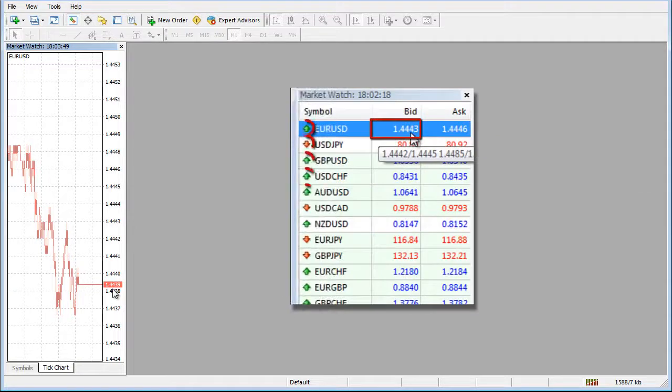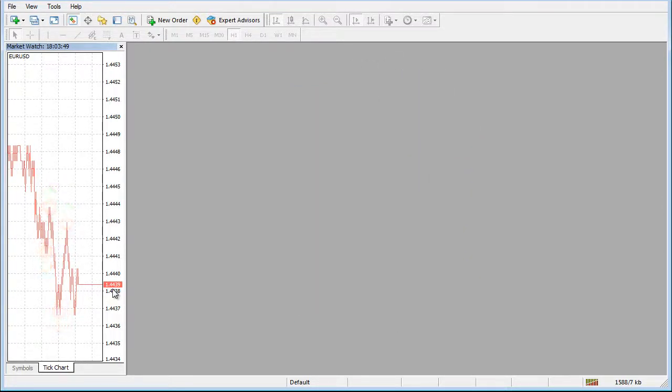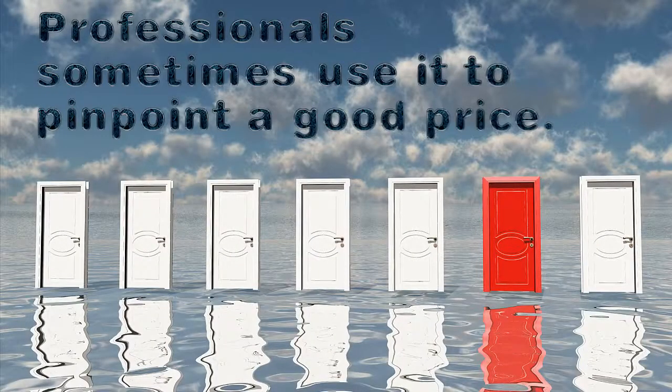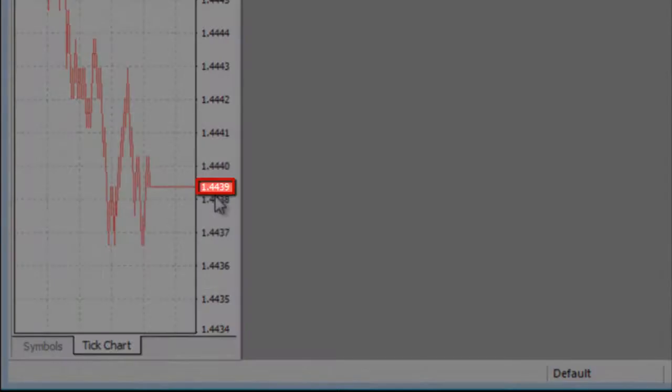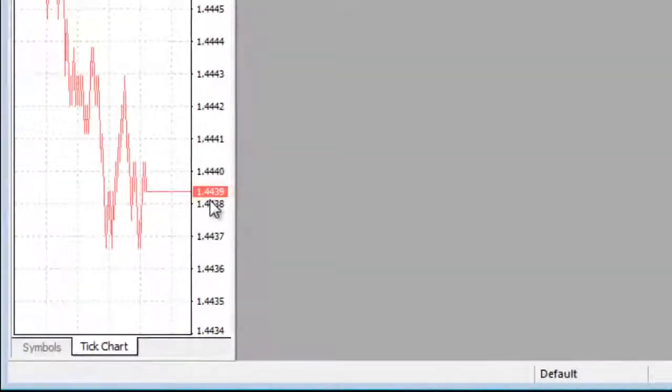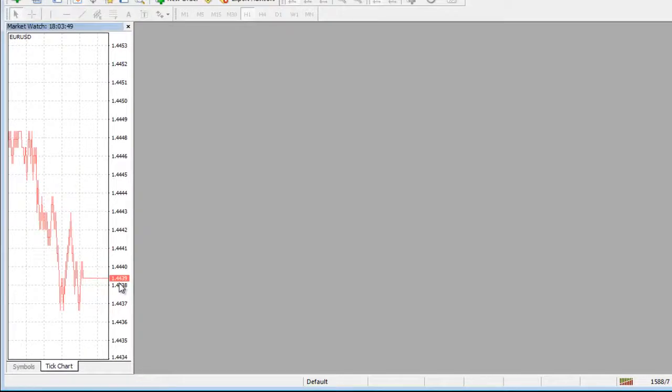Remember all the red and green arrows moving up and down? Well, here we have a record of the past number of quotes. We can never really find any meaningful direction from such a chart, but still, professionals sometimes use it just as they are about to enter or exit the market to pinpoint a good price. We can also confirm the current bid prices here. Right now the euro is sitting on a 1.4439 bid, and out of interest, this is the only place to find a tick chart on MetaTrader.